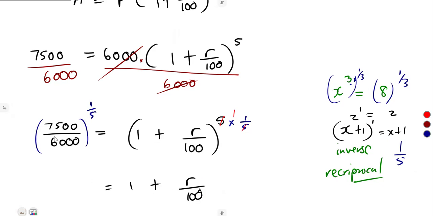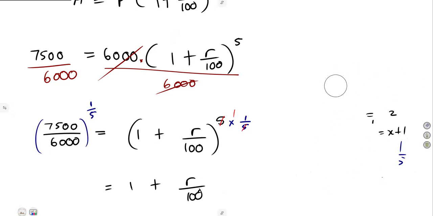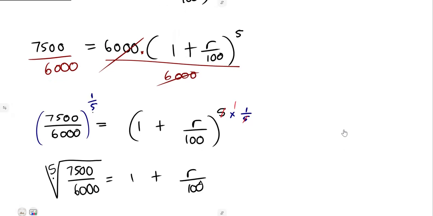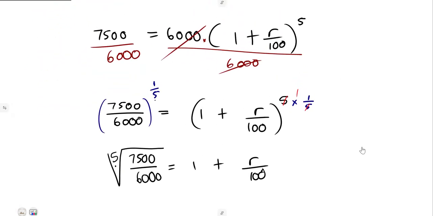But here, the exponent is affected. And remember, to the exponent of 1 over 5 means what? From our exponents, the number in the denominator is the number that you put in the root sign. So it means the fifth root. So it is the fifth root of 7,500 over 6,000. Remember your laws of exponents. So this is what you need to find r.